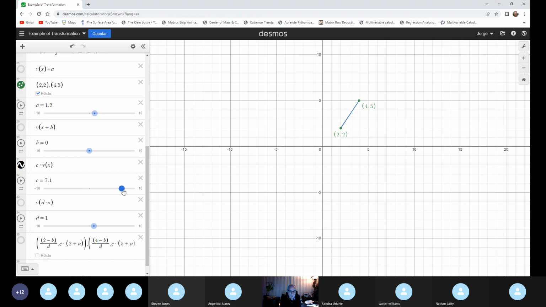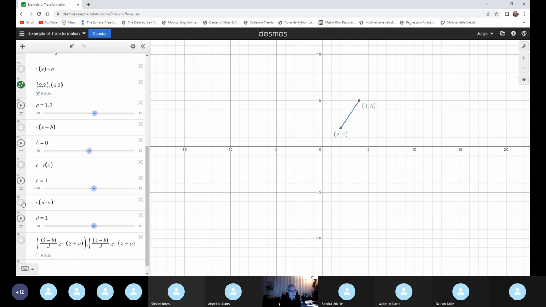To repeat: positive, vertical stretch. Positive also, but less than 1, vertical compress. And negative is reflection. For example, an intermediate value here is both reflection and stretch. Everyone follow me? Yes. Okay. Now on the last one.